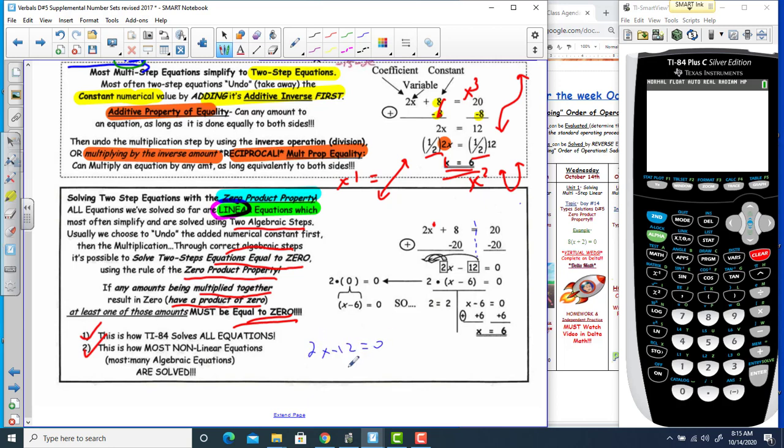Now they could then just add 12 to both expressions and get 2x equals 12, and then divide by 2, and then we get x equals 6 like we saw a moment ago. But they could also use this more advanced method that we use for all other equation solving for the rest of the year with a linear, even though most people don't choose to.